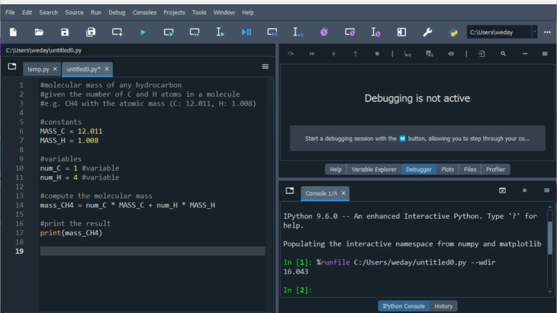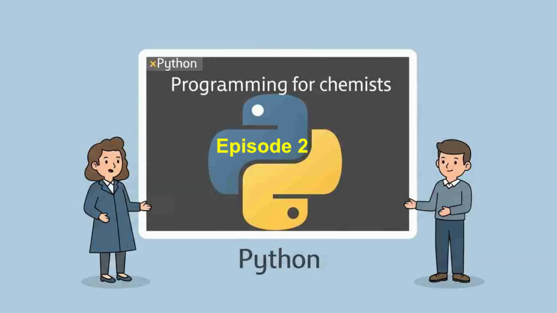This calculates the molecular mass of methane, CH4. Multiply the number of carbon atoms by carbon's mass, add the number of hydrogens times hydrogen's mass, and voila, you get the molecular mass. Notice how multiplying an integer by a float gives us a float result, perfect for precise chemistry calculations.